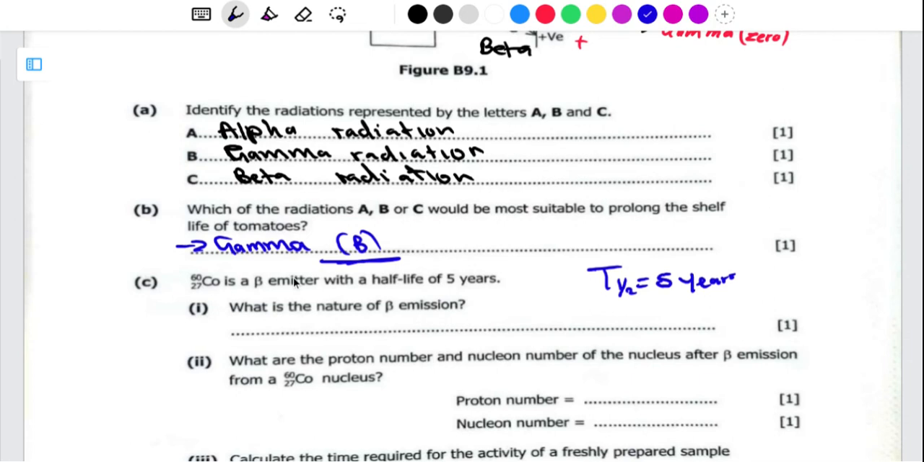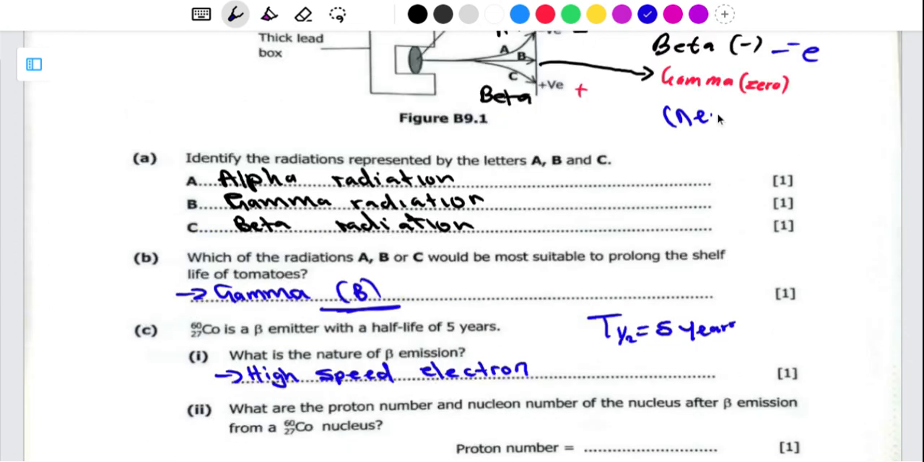So since it is a beta, the question is asking what is the nature of beta emission? The nature of beta emission is a high speed electron, or you can just say the nature of an electron. So beta has the nature of an electron. For gamma, it has the nature of a neutron. Then for alpha, it has the nature of helium.